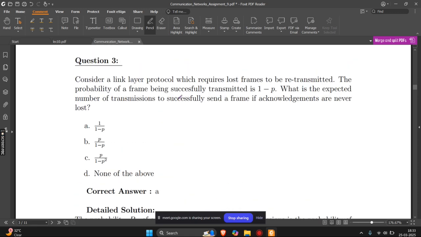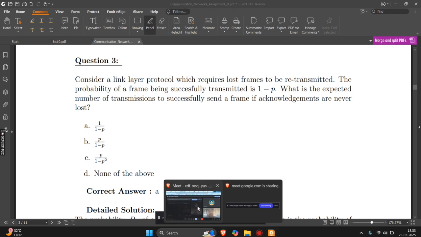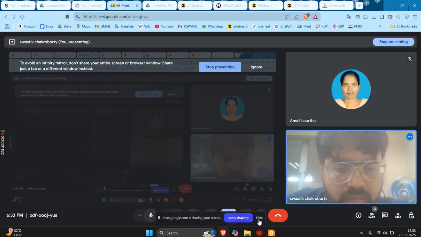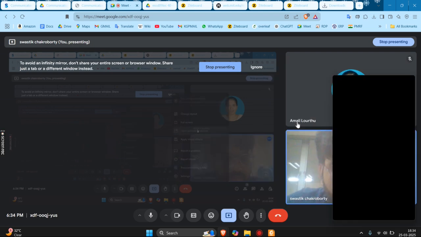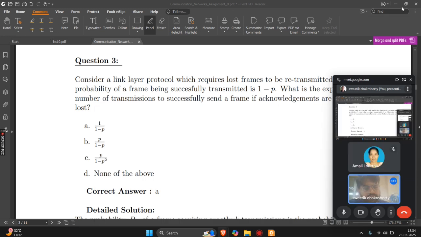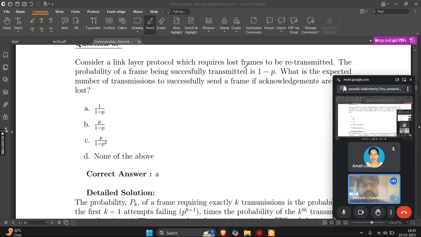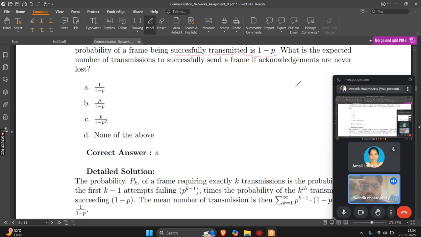Consider a link layer protocol which requires lost frames to be retransmitted. The probability of a frame being successfully transmitted is 1 minus p. What is the expected number of transmissions? So here it is opposite. Usually it is given as p, here it is given as 1 minus p. What is the expected number of transmissions to successfully send a frame if acknowledgements are never lost?